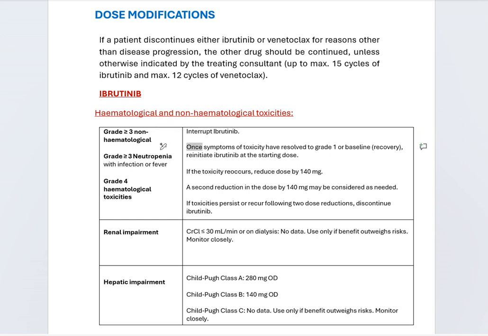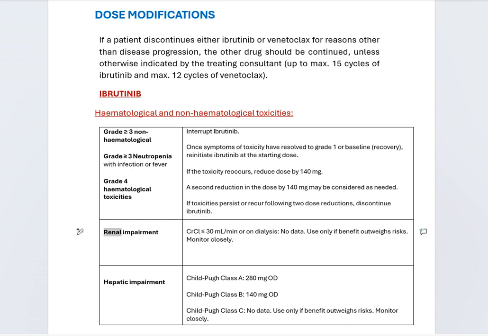Once symptoms of toxicity have resolved to grade 1 or baseline, recovery, reinitiate ibrutinib at the starting dose. If the toxicity reoccurs, reduce dose by 140 milligrams. A second reduction in the dose by 140 milligrams may be considered as needed. If toxicities persist or recur following 2 dose reductions, discontinue ibrutinib.